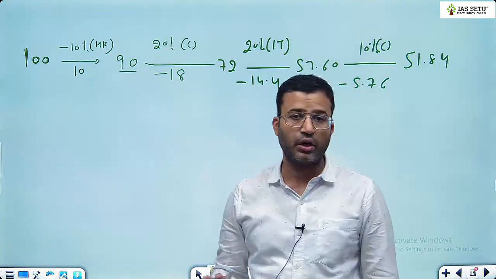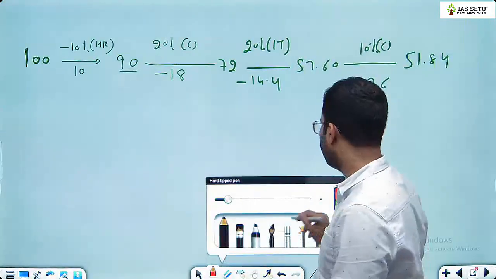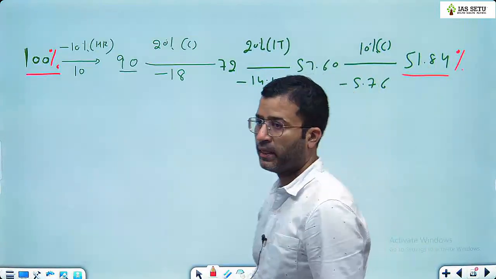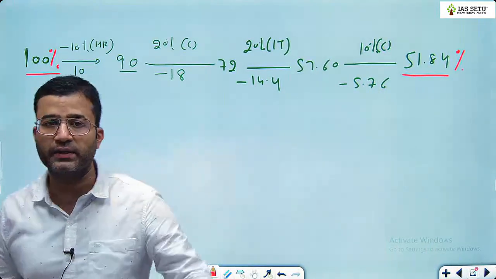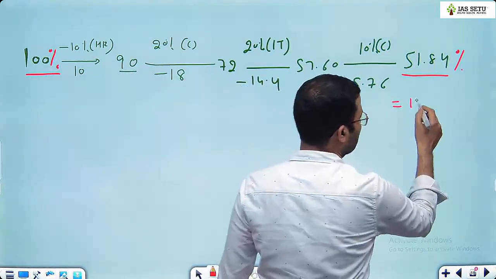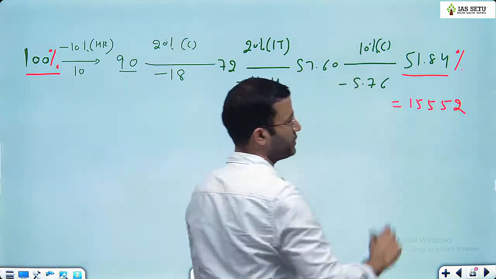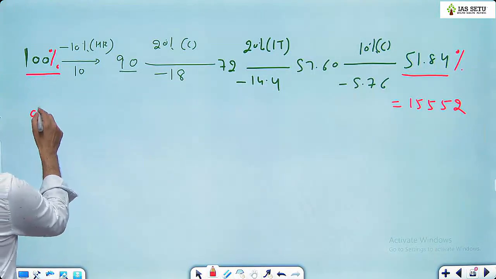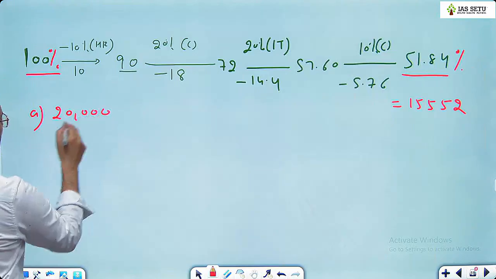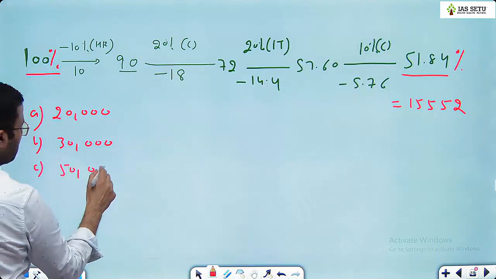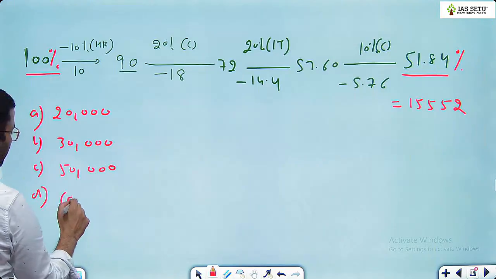So what we will do, if we see total salary 100%, so remaining salary is 51.84%. If total salary is 100%, now he is left with 51.84%, and which is given as 15,552 rupees. Then it is asked what is the total salary. Answer options are given: 20,000, 30,000, 50,000, and cannot be determined.